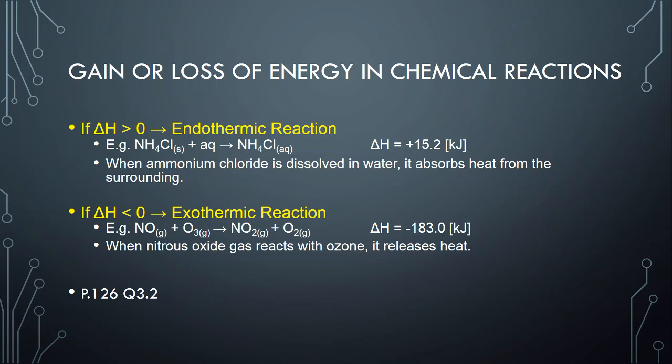And if delta H, the change in enthalpy, was less than 0, we know that it's an exothermic reaction. An example would be NO gas and ozone gas, O3, reacting, producing NO2 gas plus O2 gas. So delta H equals a negative number here, negative 183.0 kilojoules. So when nitric oxide gas reacts with ozone, it releases heat. So that's the summary for this part. And you can find a question regarding this on page 126.